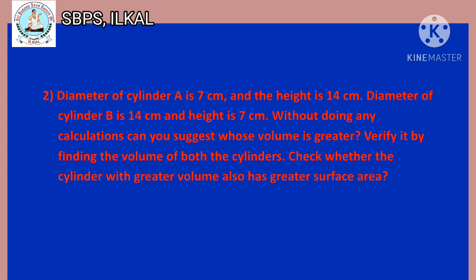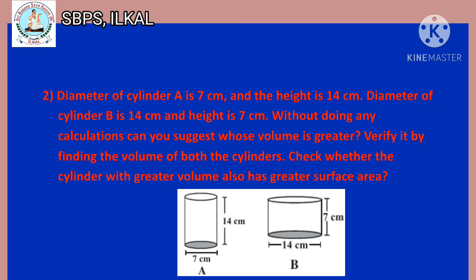Second question, diameter of cylinder A is 7 cm and the height is 14 cm. Diameter of cylinder B is 14 cm and height is 7 cm. Without doing any calculations, can you suggest whose volume is greater? Verify it by finding the volume of both the cylinders. Check whether the cylinder with greater volume also has greater surface area.